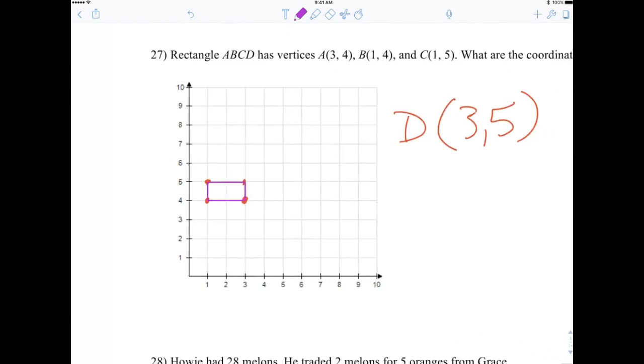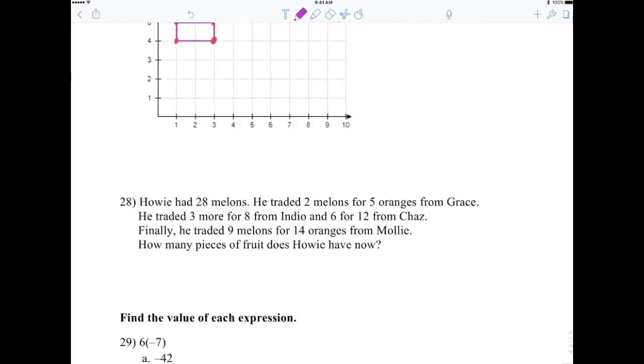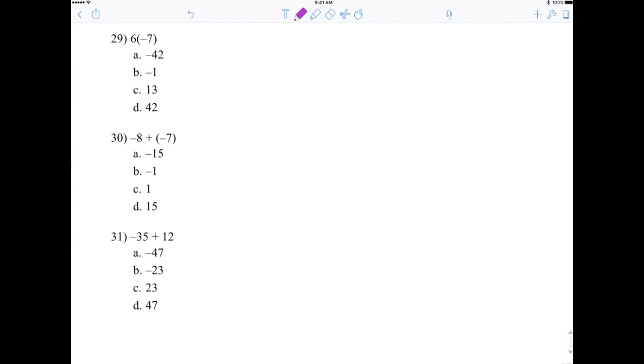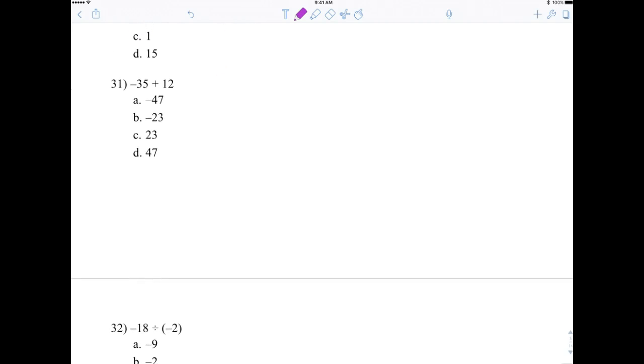All right, anybody have any questions with that? Very nice. Any questions or concerns? All right, let's go. 29. These should be pretty easy. They should go pretty quickly. 6 times negative 7 is? Negative 42. A, negative 42. Beautiful. 31. Negative 35 plus 12. Negative 23, which is B. Beautiful.